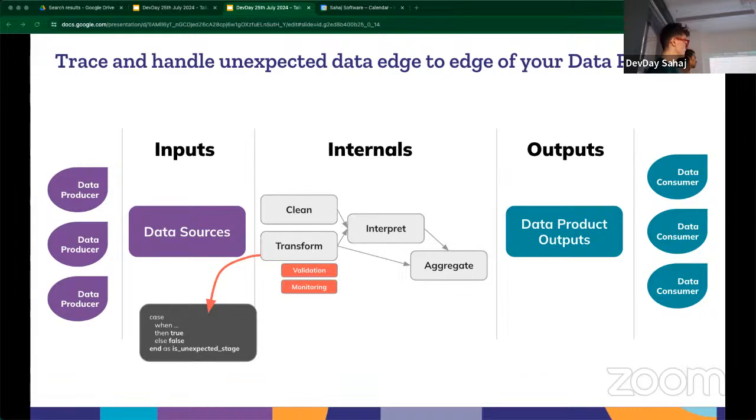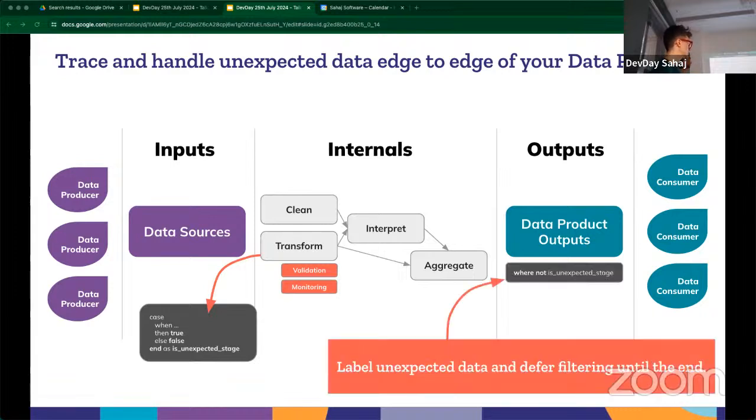What we've also found very useful is to hang on to those unexpected records all the way until we arrive at the outputs that we produce and put in the hands of our consumers, and do the filtering there. This might seem very unintuitive from a software engineering perspective. Why would you hold on to bad data? But the number of times we have had people come to us and say, I expect to see this in the output that you've given me, and it's not there. Why is it not there?